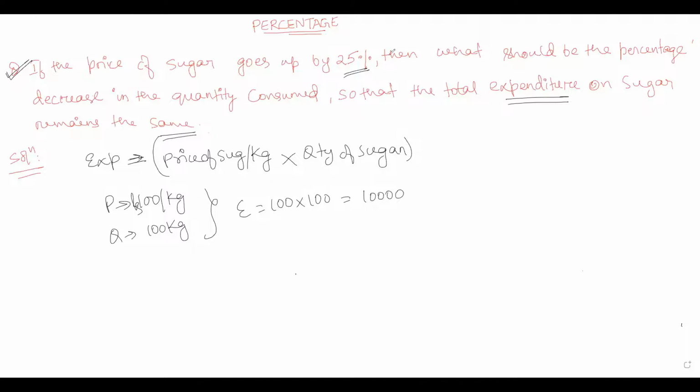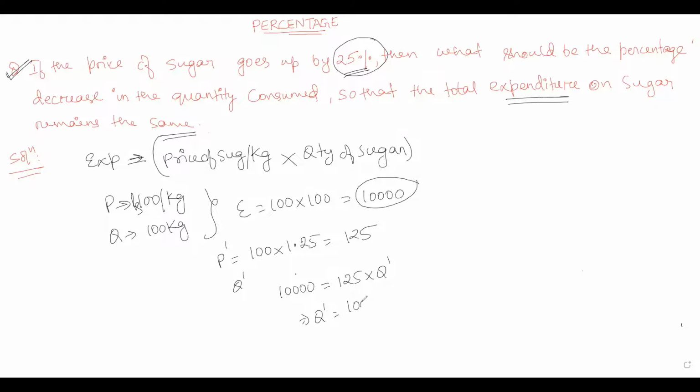So now when the price of sugar is increasing by 25%, the new price, let me denote this by P dash, would be 100 times the 25% increase. So this will become 1.25. So that would be 125 rupees per kg. Now, obviously, if the total expenditure has to remain the same, the quantity has to decrease. Let us assume the new quantity is Q dash. So can we say that this 10,000 would be equivalent to 125 times Q dash? So we can calculate Q dash from here.